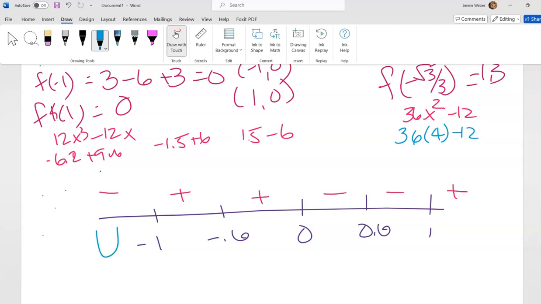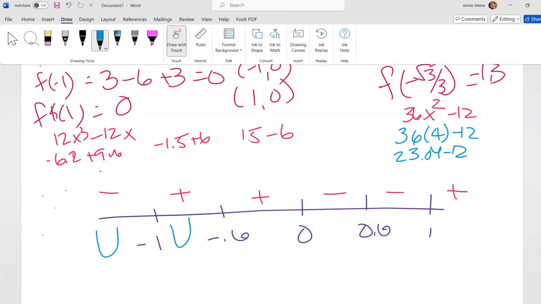Now, between 0 and 0.8, if I put in 0.8 here, I don't expect a change, right? Because I've got an inflection point. But just to check, on one of these sides, if I do 0.8 times 0.8, which is going to be positive, times 36, I get 23.04 minus 12, which is still concave up.